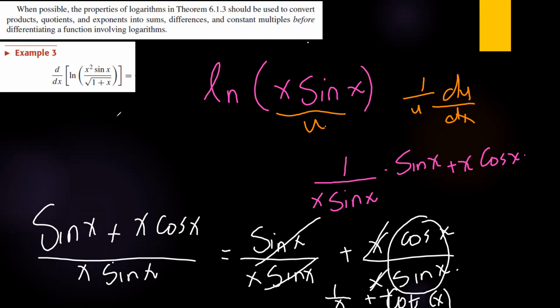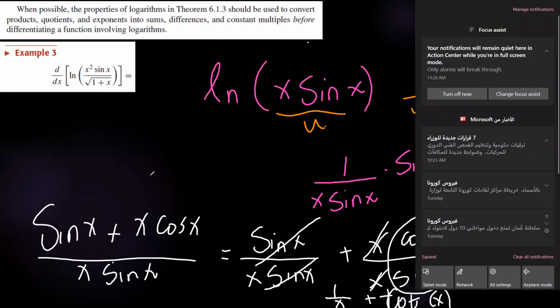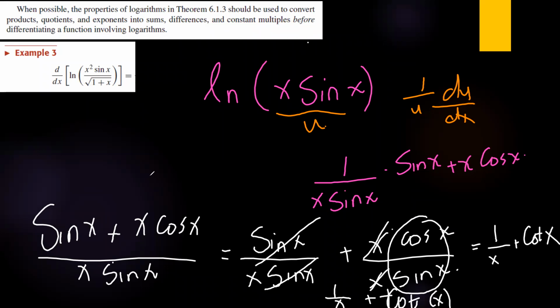So the answer here is cotan x plus 1 over x. So this is the final answer. Now, what was the answer before when we expanded it? Who remembers? I think the same. And me too, I think the same. It was cotan x over x.